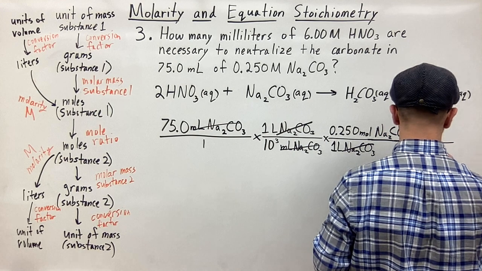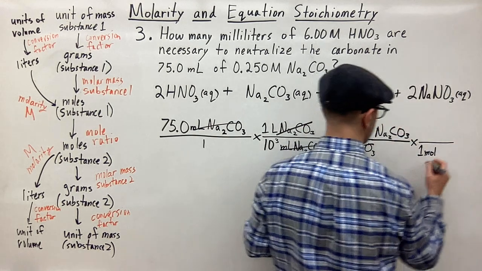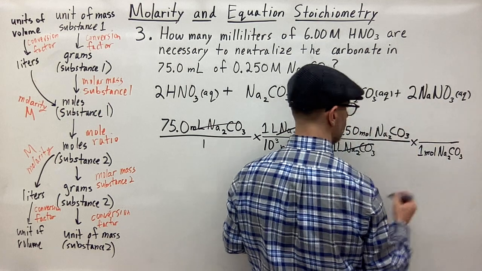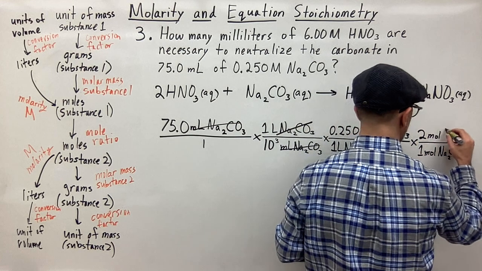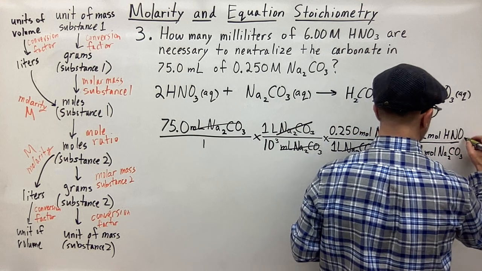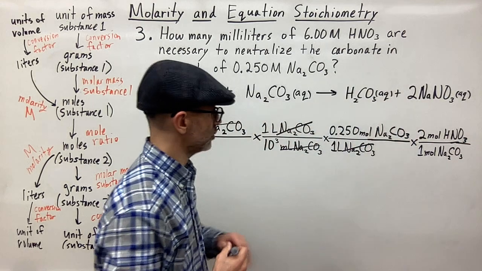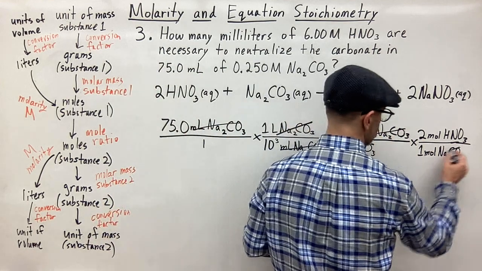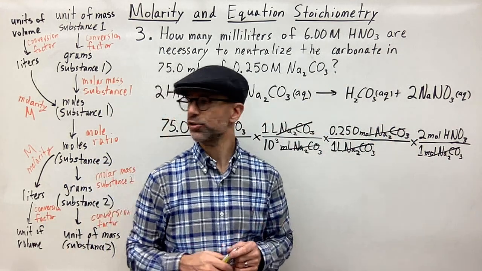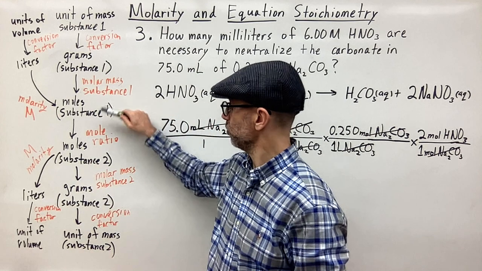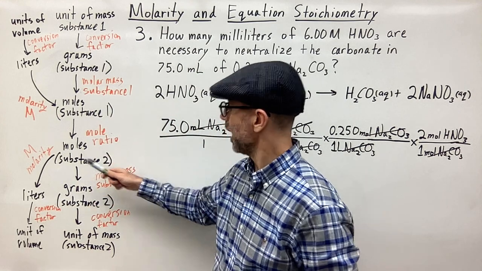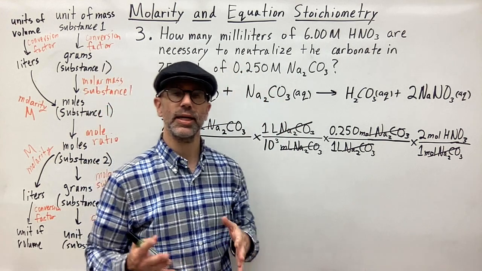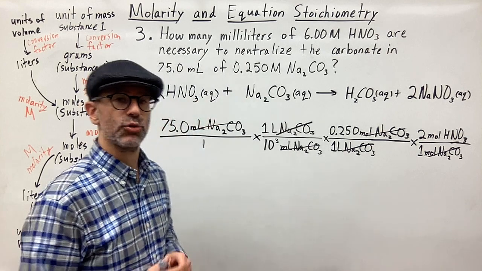So 1 mole of the Na2CO3 on the bottom, and then the 2 moles of HNO3 on the top here. So this on the bottom, this on the top. Okay, so then the moles of the sodium carbonate cancel out. And now I have moles of my nitric acid. So now I've gone from moles of substance 1 to moles of substance 2 using the mole ratio. Now I need to get to whatever unit I need to get to. In this case, milliliters. So now I need to get to milliliters of this HNO3 solution.